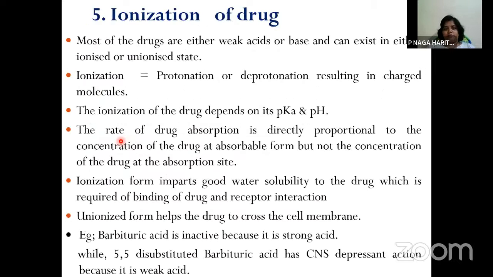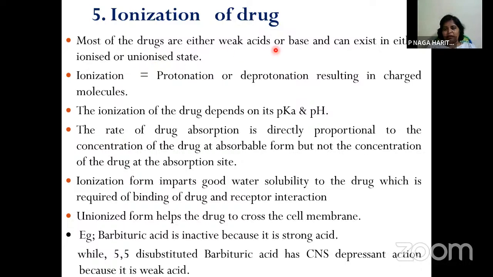And then the next, the fifth. So just to go back to what are all the properties that we have studied till now. The first one is solubility, and the second one is the partition coefficient. The third one is the hydrogen bond, and the fourth one is the complexing agent or chelating agent that we have seen. And then the next most important physicochemical property is the ionization of drug.